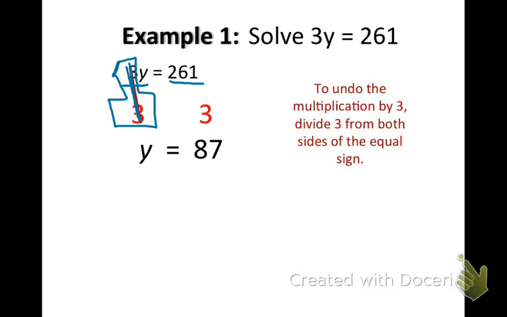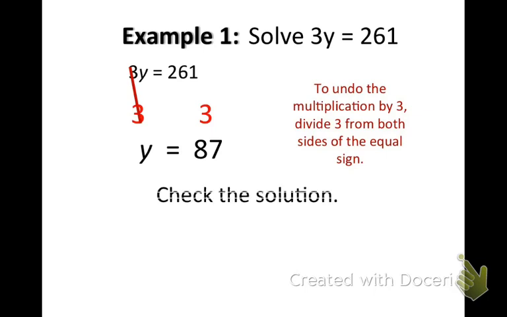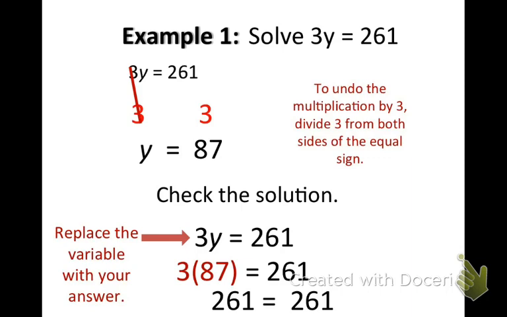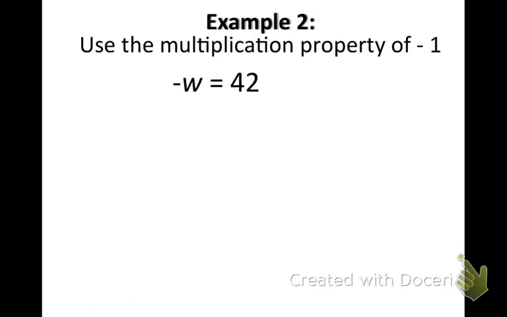Then you're going to check your work. So if you find that y is equal to 87, you should be able to plug it into the original, substitute it in for y, and actually multiply 3 times 87. When you do that, check your work, use your calculator. What does 3 times 87 equal? If it equals 261, then you found the right solution. There's those division lines.